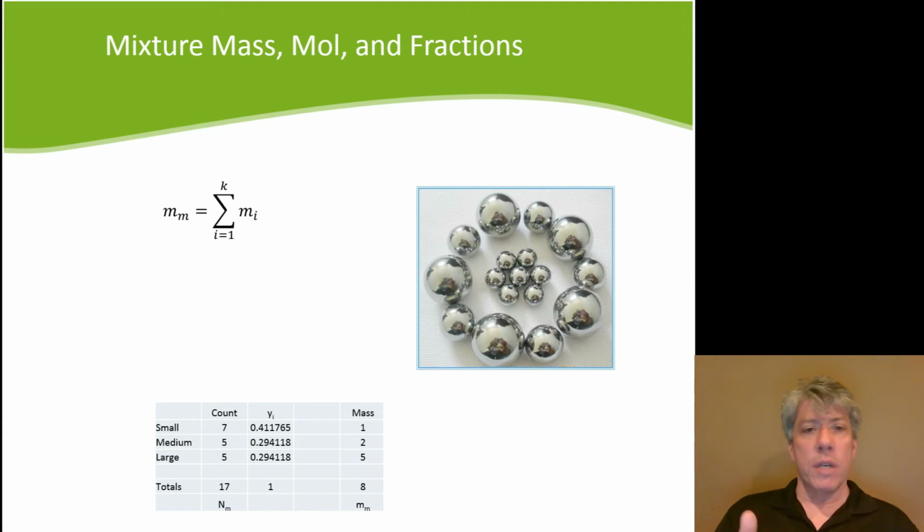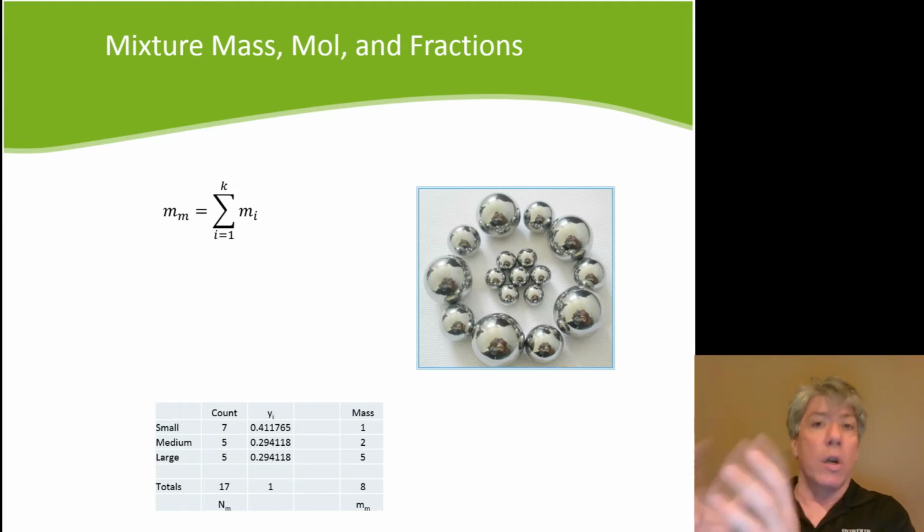So the mass of the mixture, it's simple. It's just the sum of the masses, or the contribution to mass, of all the individual species: the oxygen, the nitrogen, the water, the carbon dioxide, if we're talking about regular air. So when you see this mass down here, the mass of 1 for the small seventh, I'm not talking about the mass of one ball, I'm talking about the mass of all 7.